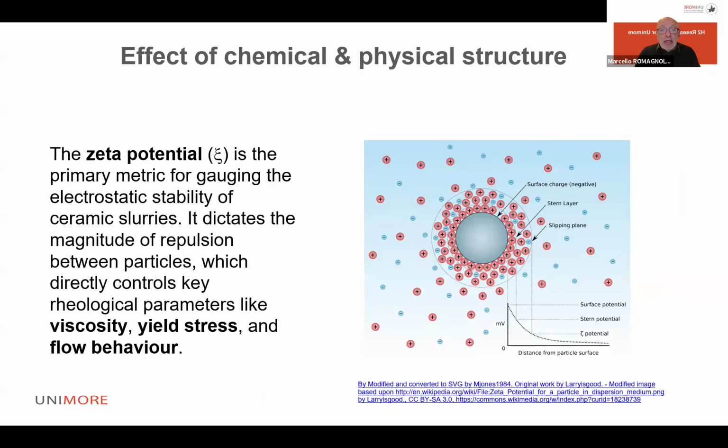The zeta potential is another important parameter that depends on the chemistry of the suspension. You know that the zeta potential is the potential of the slipping plane, and if its value is high in absolute value, we have particles that are very dispersed, and so this produces a lower density, and vice versa.